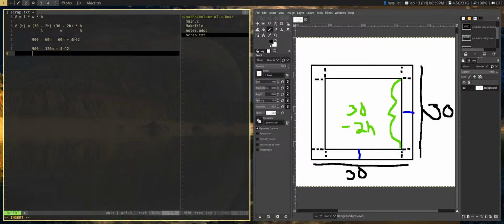So what we do is 900h minus 120h squared plus 900h. And that would equal our volume.